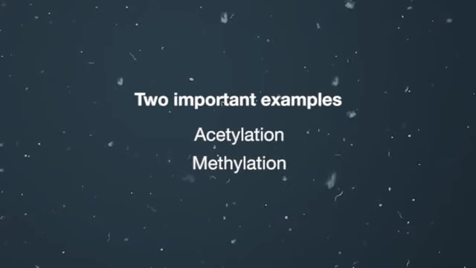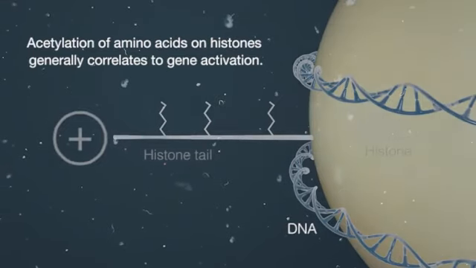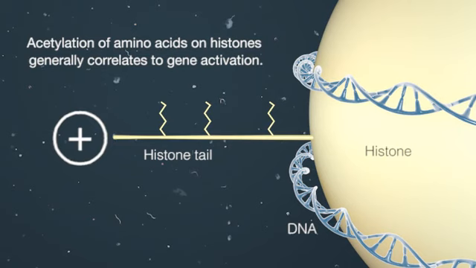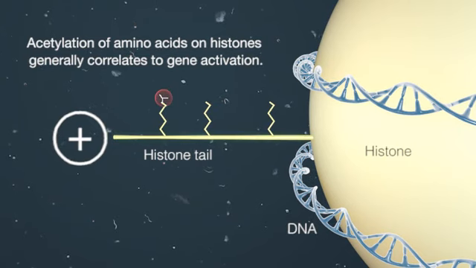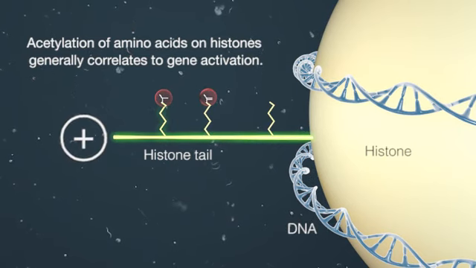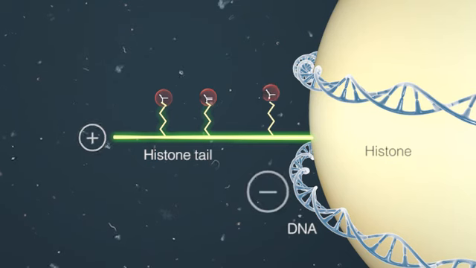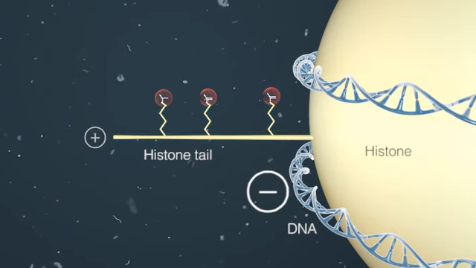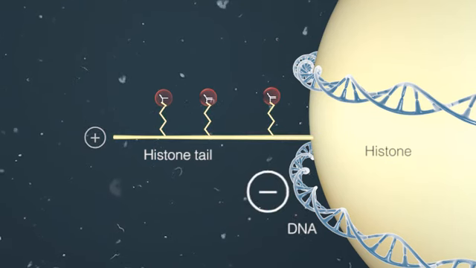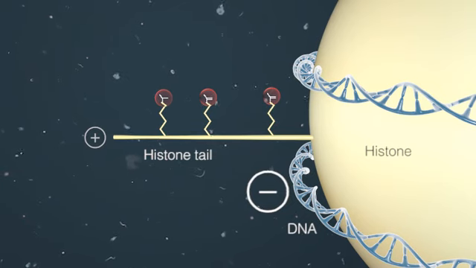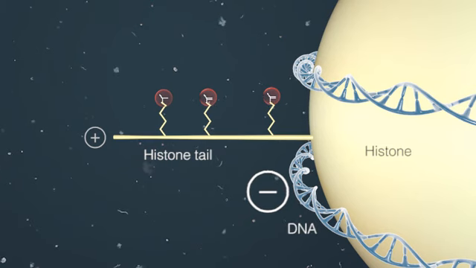acetylation and methylation. Acetylation of amino acids on histones generally correlates to gene activation. Acetylation reduces the positive charge of histone tails and repels them from the negatively charged DNA backbone in the packed nucleosome. This modification causes a slightly more open chromatin structure.